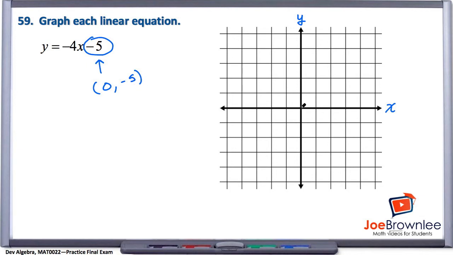We always start at the origin. The 0 tells us we're not moving left or right any, but we are going to go down 5 units. So 1, 2, 3, 4, 5. And again, that was negative 5.